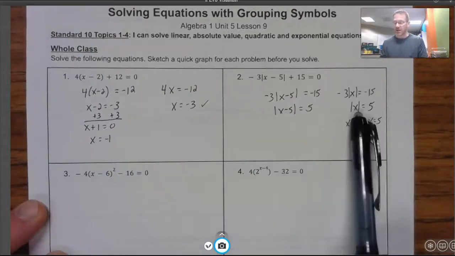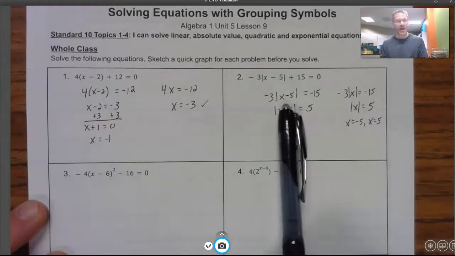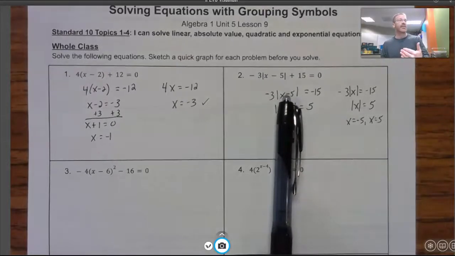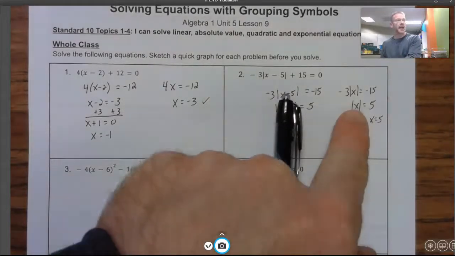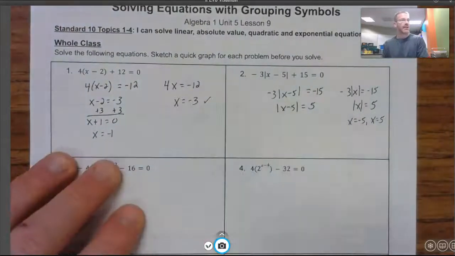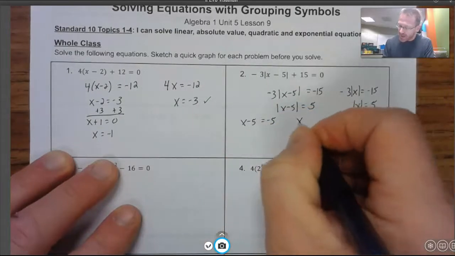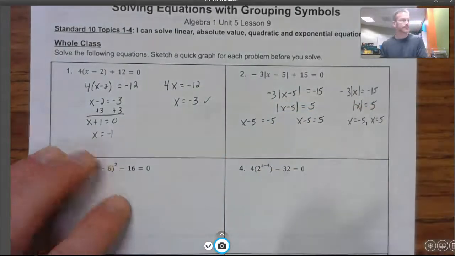Now, the difference is here. Notice there's just an x in here. Now we have more than that, right? But we're still asking the same question, what numbers have an absolute value of 5? And the answer is still negative 5 and 5. What is changing is what is equal to those two numbers. So instead of just an x being equal to negative 5 and 5, now we have, oh, x minus 5 is equal to negative 5, and x minus 5 is equal to 5.